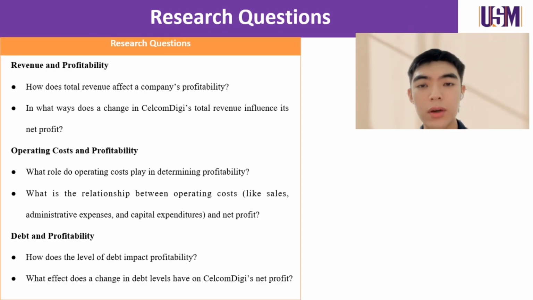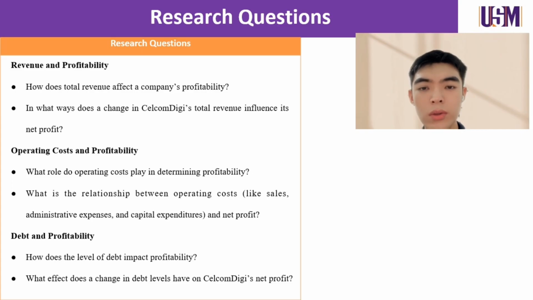So in this part I will talk about the overall research questions, revenue and profitability. How does total revenue affect a company's profitability? In what ways does a change in Celcom DJ's total revenues influence its net profit? Next, I will talk about operating cost and profitability.